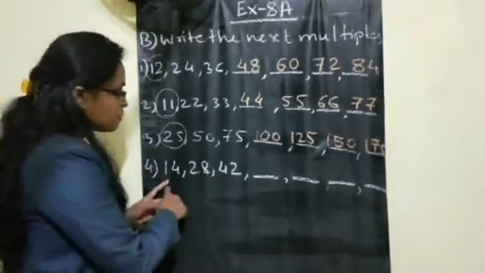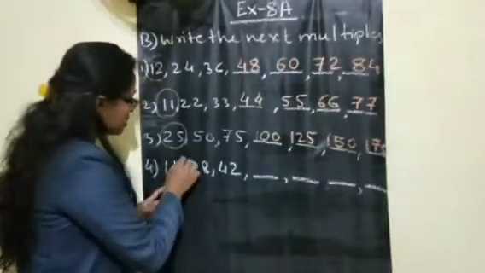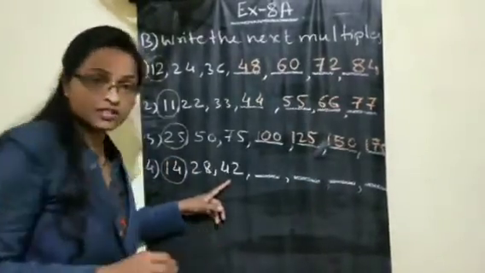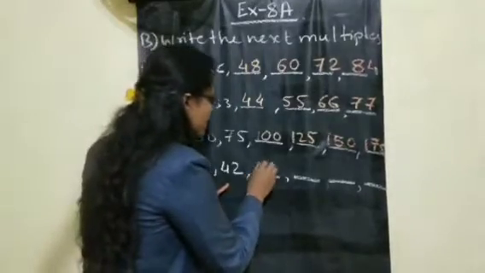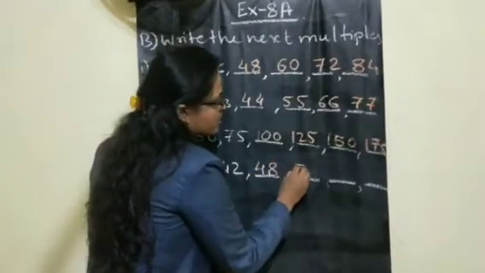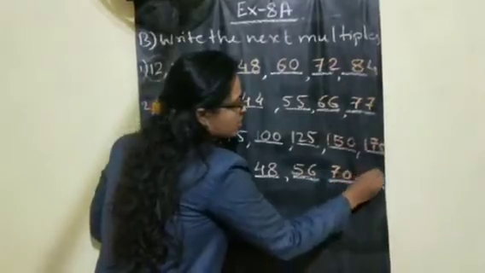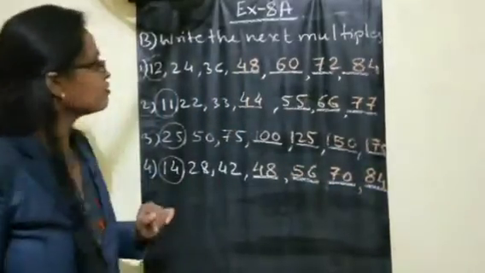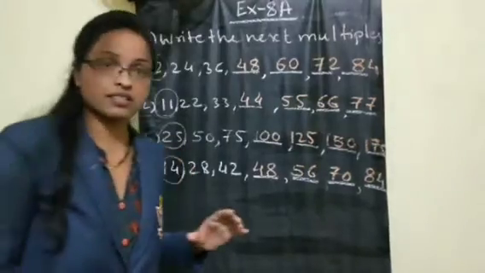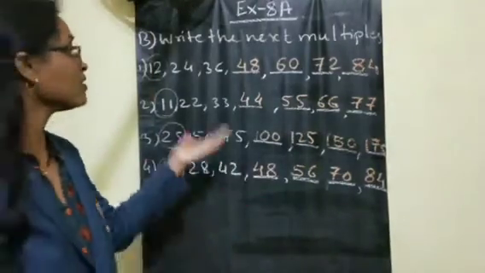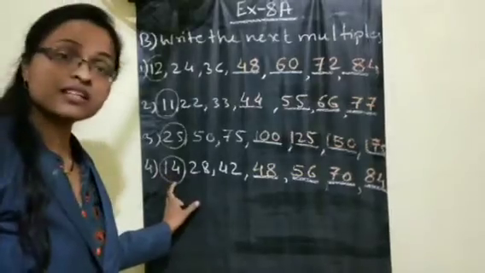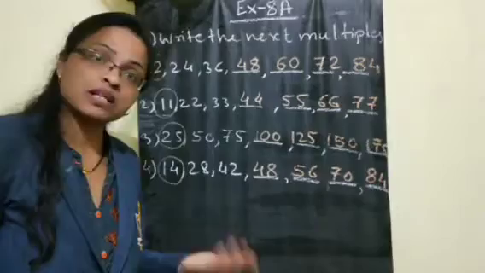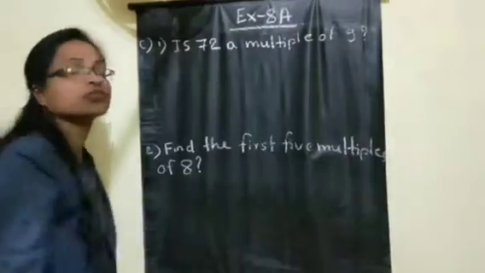Here some multiples are given, and the remaining we have to find. It is the multiples of 14. 14 twos are 28, 14 threes are 42, 14 fours are 56. So these are the multiples of 14. So if they ask to write the next remaining multiples, we have to see the starting number and find out the multiplication table of that. Understood?